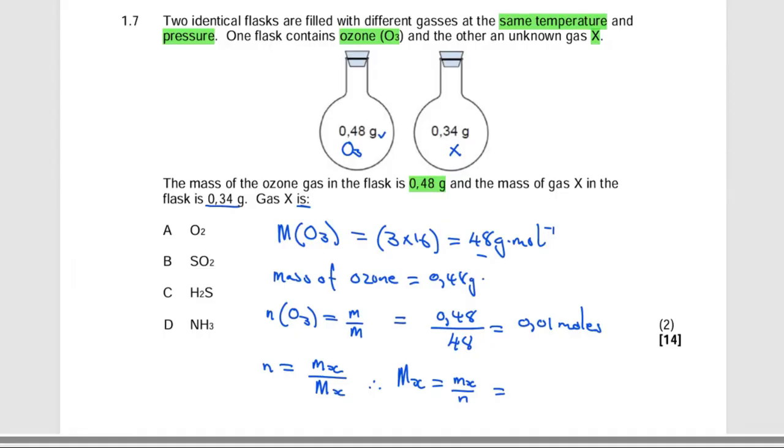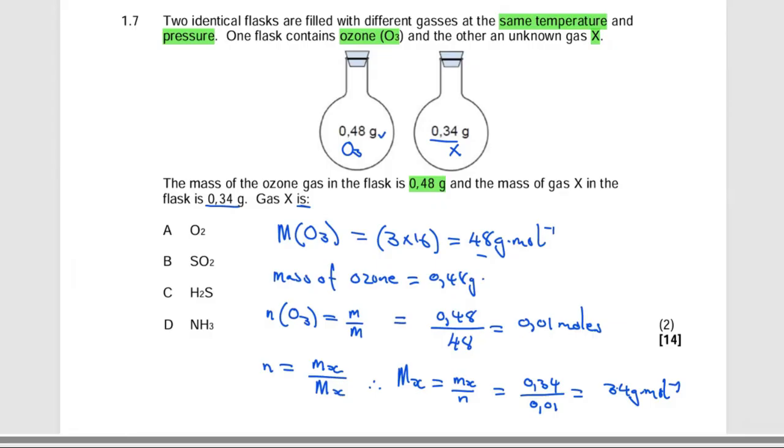Then I will proceed to calculate this. For the molar mass of this X, we're given the mass of it as 0.34. So I'm going to say 0.34 all over, and according to this they react 1:1, so I'm going to use the same number of moles, which is 0.01, right? If we divide, we're going to get a value of what? 34 grams per mole, right?